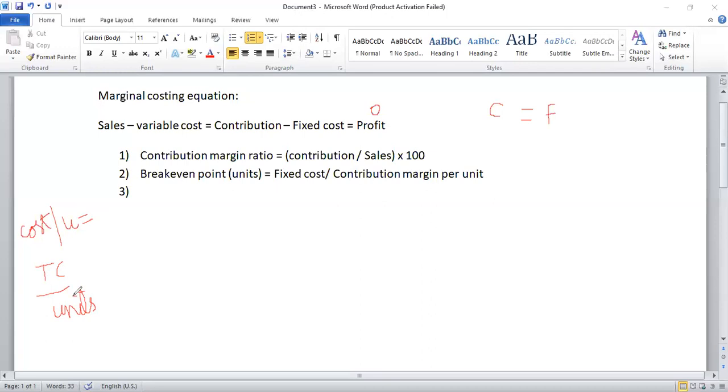Fixed cost and contribution margin are to be equated to find out the point where there is no profit, no loss. But we want to find that very specifically in terms of number of units. So we have the total fixed cost in the numerator, and the denominator has, rather than cost per unit, contribution margin per unit. So that's the logic here.